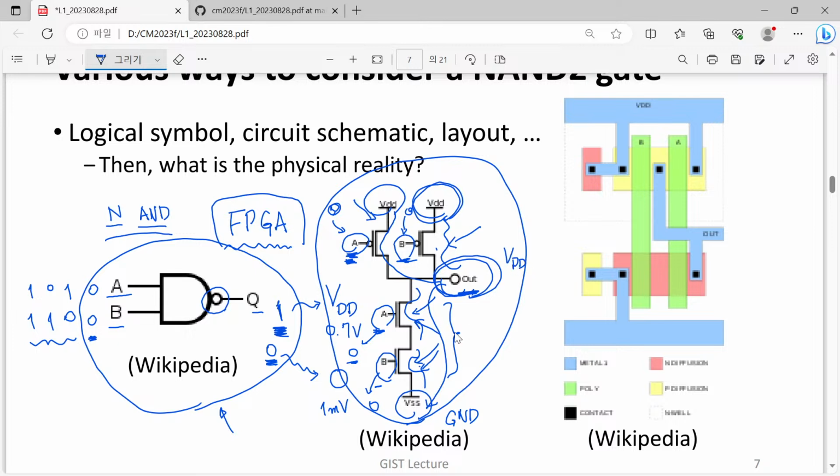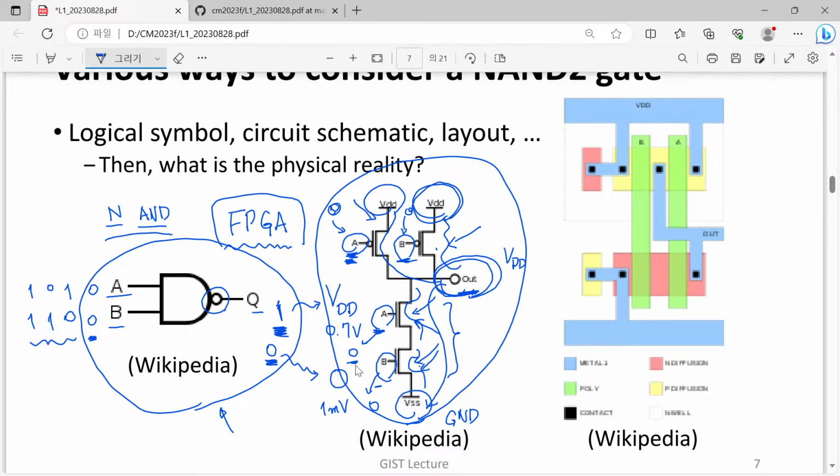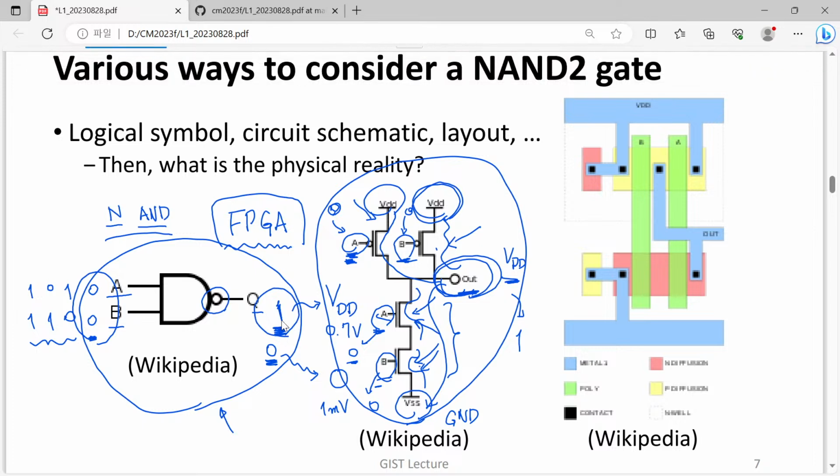So simply speaking, when we apply voltage close to 0 to terminal A and terminal B, then our output voltage will become VDD, and that is regarded as, once again, logical value 1. And we are now just demonstrating that when we have the 0, 0 configuration for our A and B parameters, then we will have logical 1 as an output value.